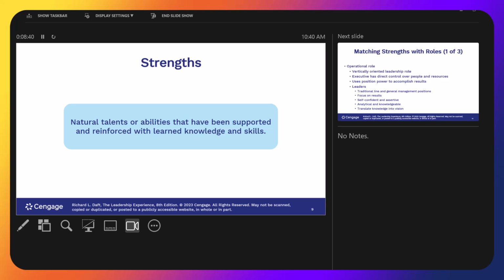Strengths: natural talents and abilities that have been supported and reinforced with learned knowledge and skills. Natural talents are what you're born with, how you're naturally wired, and abilities. Then they get reinforced by the things that you learn in your life experience, whether in the classroom or outside of it. That's ultimately how you develop your strengths. I'll give you an example. Show me somebody at 18, and then show me that same person at 28, and I'll show you somebody who has reinforced those strengths.